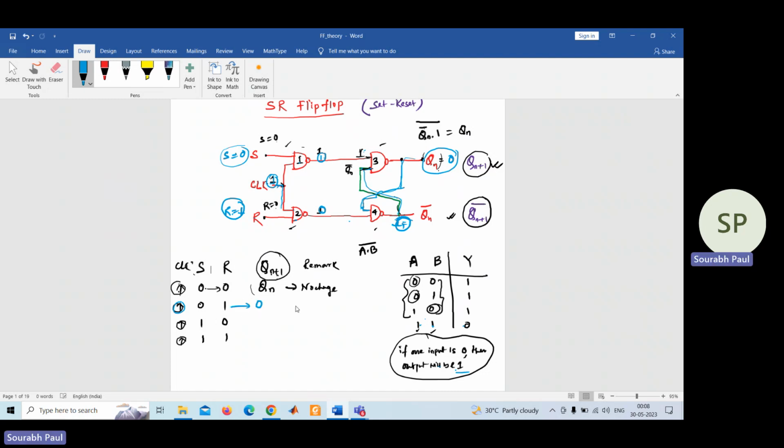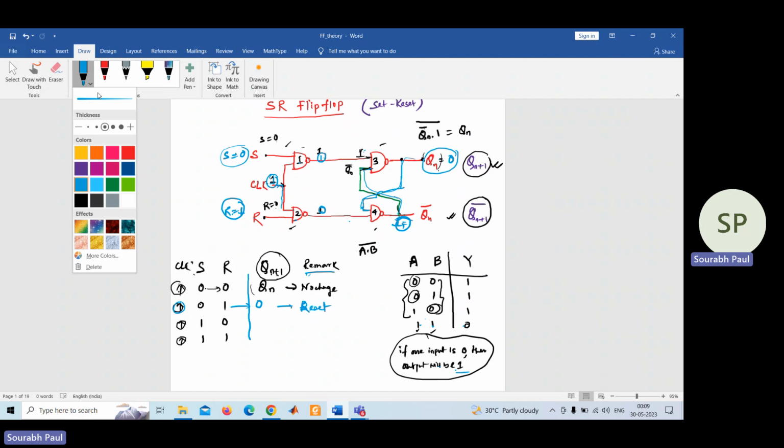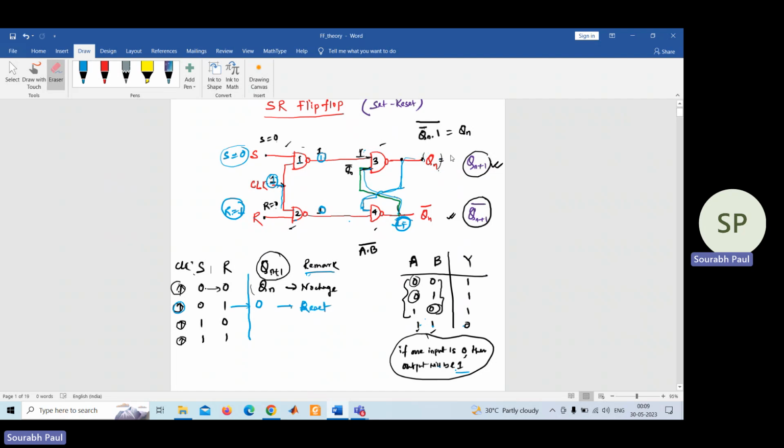This thing is known as reset. You can write the comment. So when you are applying S equal to 0, R equal to 1, your Qn value becomes 0. It means that this particular state is known as the reset state, and in the remark I have written it is reset. Now come to the next state. Before that we can erase these things because so many things we have written here.